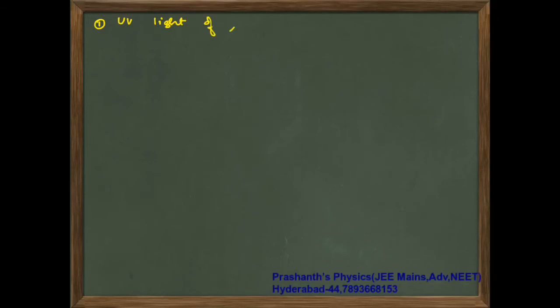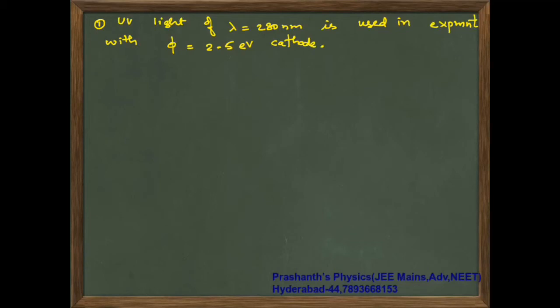Let us say you have UV light of wavelength 280 nanometers used in an experiment with a cathode of work function phi equal to 2.5 electron volt. The question is to find the max kinetic energy, and second, the stopping potential. Come on, try this.